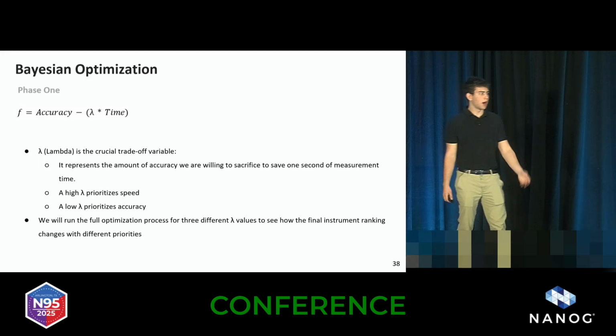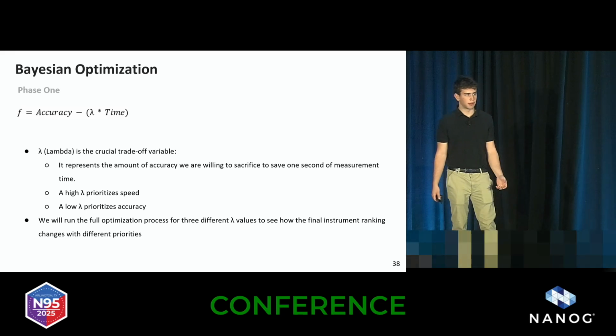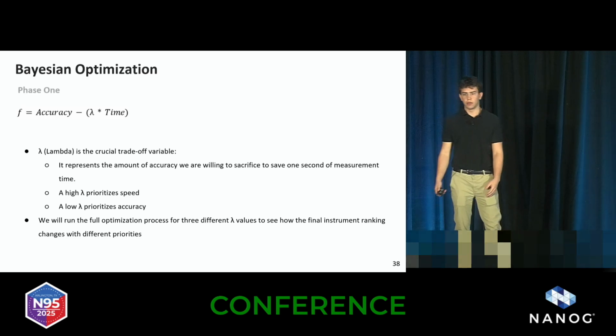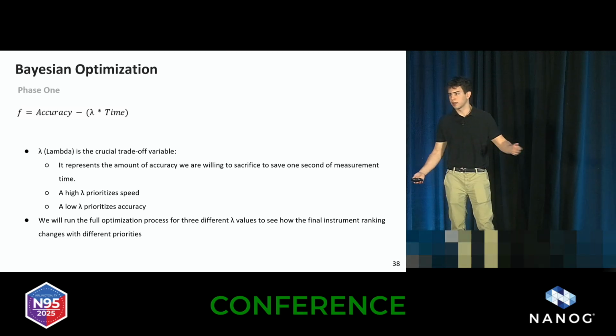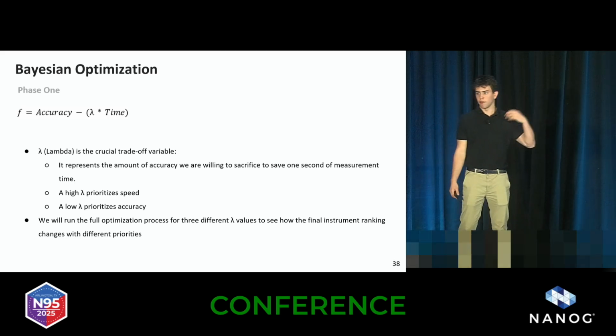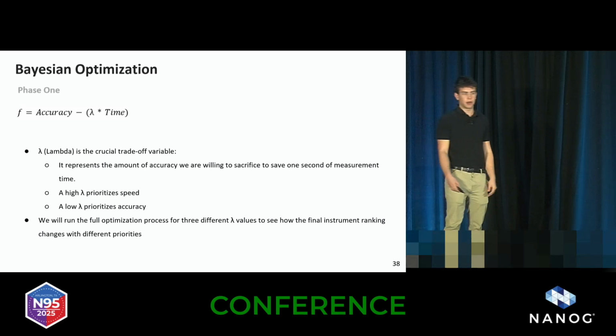And then we're going to run the full optimization process on a few different lambda values. But what we ideally would like to have is, if you guys feel that time is more important than accuracy, or accuracy is more important than time, you'll be able to build your own methods based off of our results. So it's going to be very interchangeable to your needs.